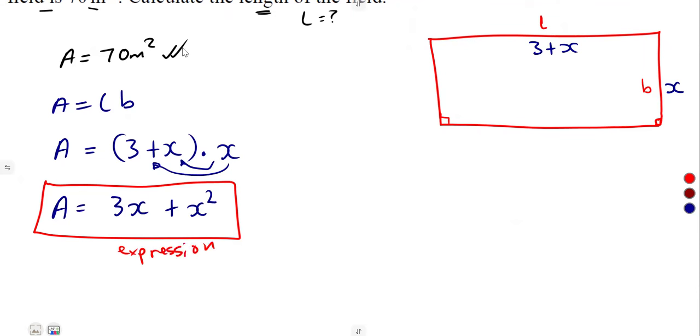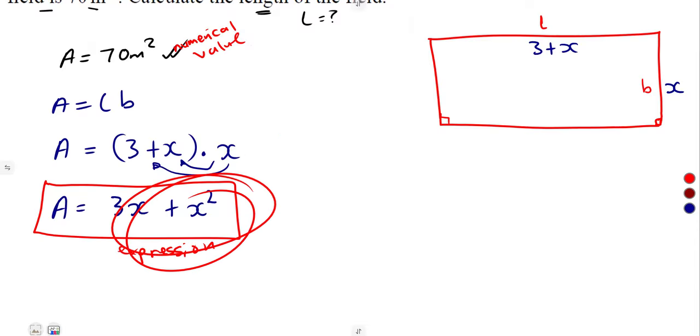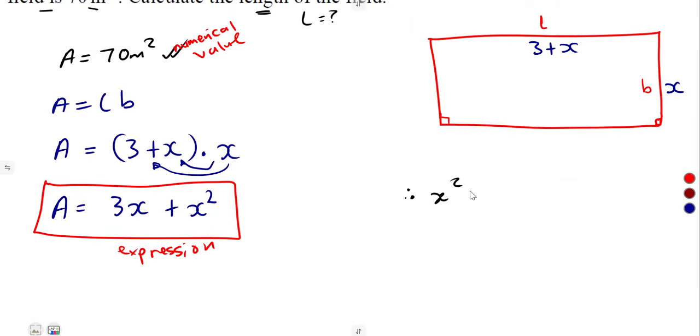But before, they gave us a numerical value for the same area. So what does this statement tell you? The statement on its own simply tells that these two are equivalent to each other. The algebraic expression for the area, which you can just write as x squared plus 3x, must be equal to the numerical value of that same rectangular field.